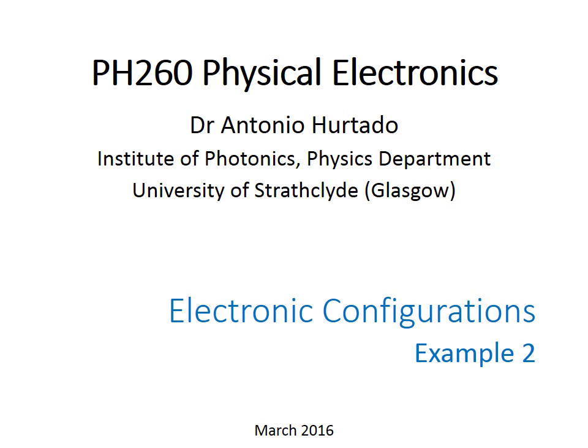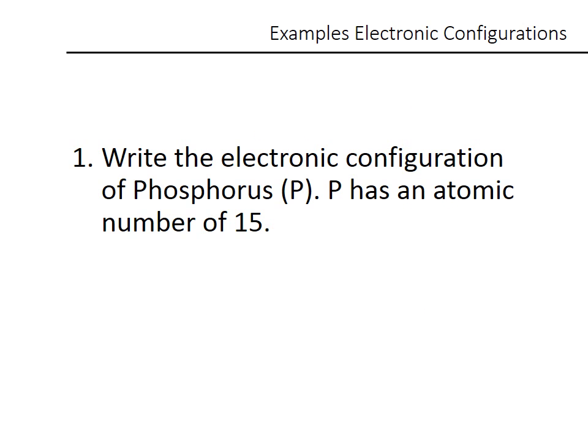Hi everyone! This video shows another example on how to write the electronic configuration of an element in the periodic table. So for instance, in this case, they're asking the electronic configuration of phosphorus, which has an atomic number of 15. And this means that phosphorus has 15 protons in the nucleus and 15 electrons outside the nucleus.